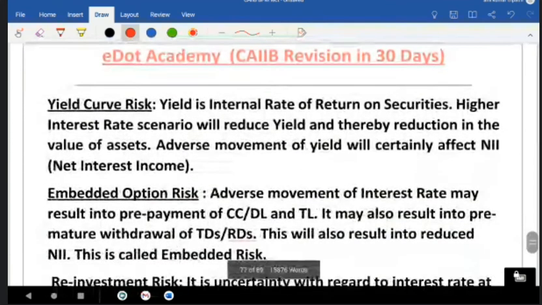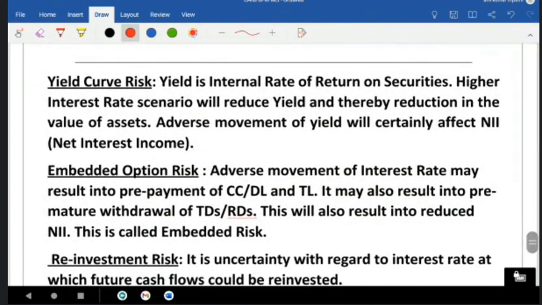Yield curve risk. Yield is the internal rate of return on securities. A higher interest rate scenario will reduce the yield, and therefore reduce the value of the asset. Adverse movement of yield will certainly affect your net interest income. This is like bond pricing: the higher the interest rate, the more the value of the bond will decrease. Same thing here. A higher interest rate scenario will reduce your yield, thereby reducing the value of the asset.